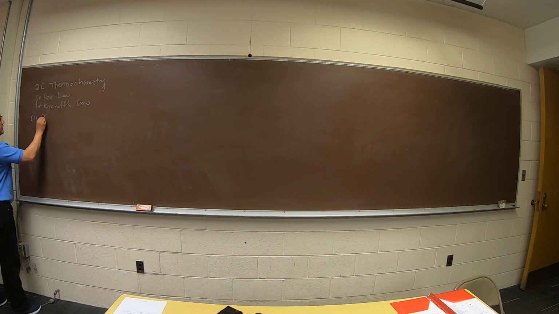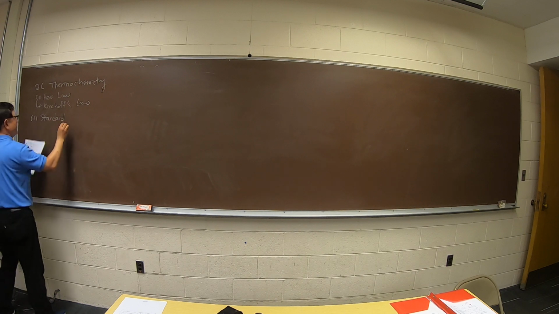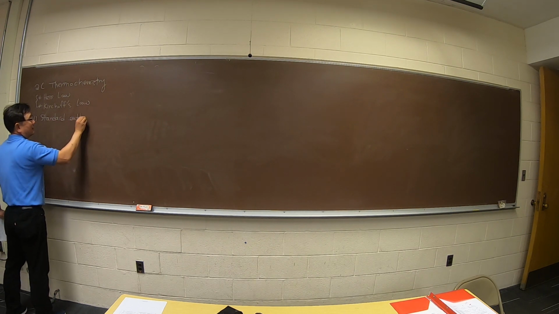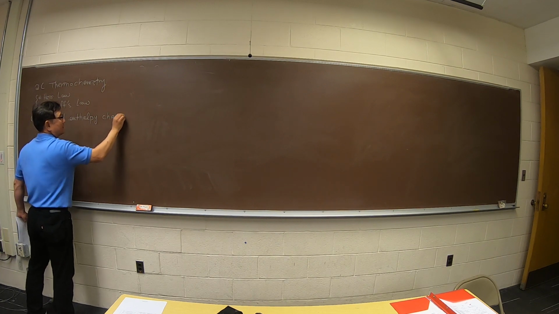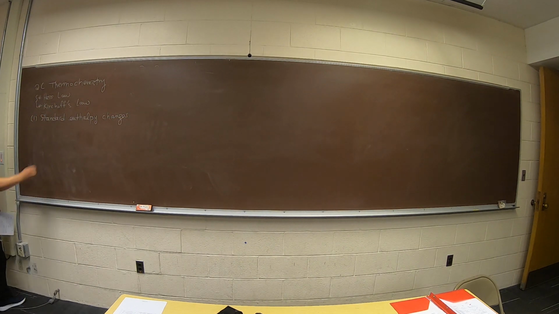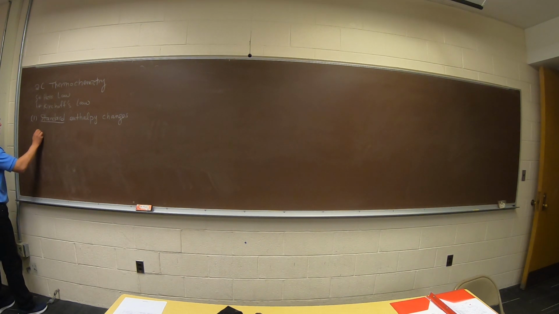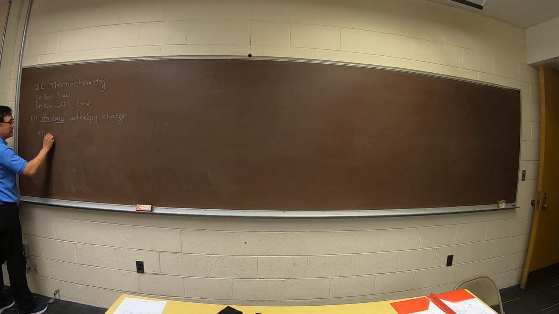the standard enthalpy changes. Okay, so what do you mean by standard? We need to tabulate the thermodynamic variables, and there's a table at the end of the book. It's called the thermodynamic data, and a lot of data are showing up. And the most important one is what we call the standard state.